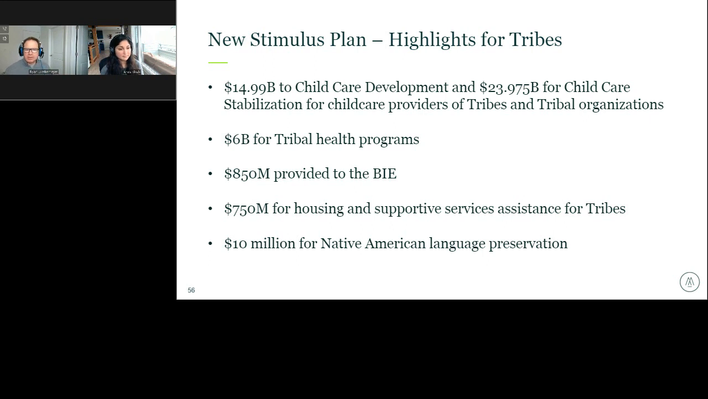Definitely a lot of money going to the BIE for schools, $850 million, $750 million for housing and supportive service assistance for tribes. And the last one here, which is great to see, there's about $10 million that will be provided for Native American language preservation as a part of this bill. So really, really good stuff here. It's hard to highlight a $1.9 trillion plan, but we try to do our best.